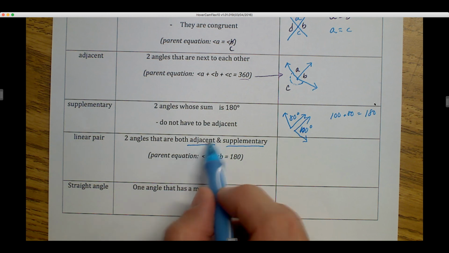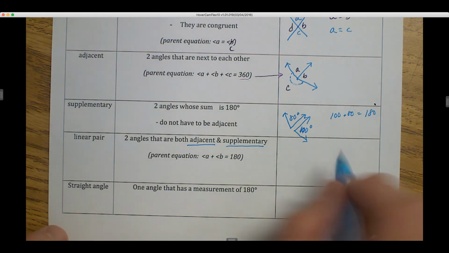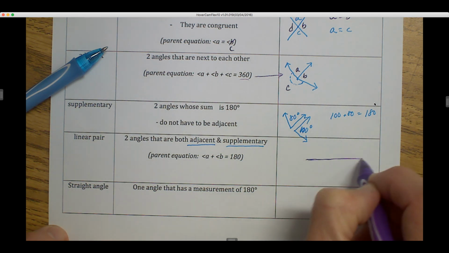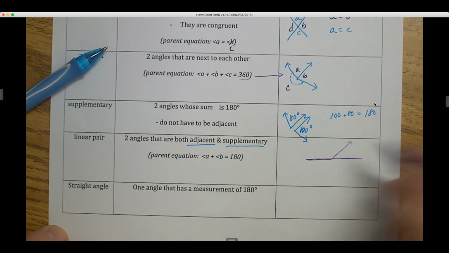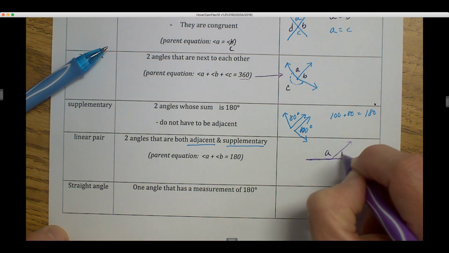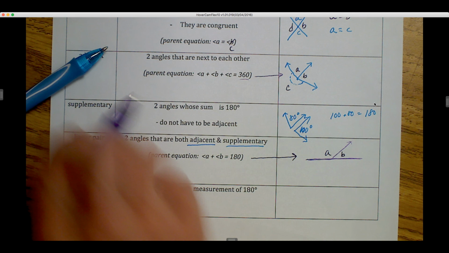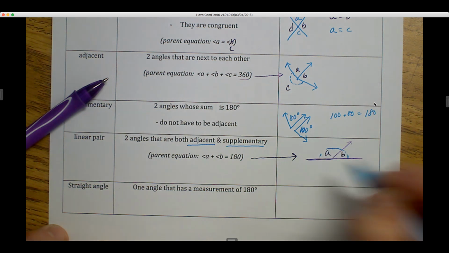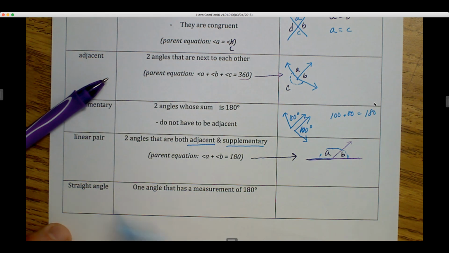For a linear pair, they are adjacent, which means they're next to each other, kind of like this, and supplementary. You're usually going to see the picture for a linear pair looks something like this. You have your straight line and then a ray that's going to come out. And you would have angle A and angle B, and your parent equation would be A plus B equals 180. And again, 180 is a half a circle, and that's why it's there, because your straight line is that straight angle. And the straight angle is the one we talked about earlier up top, and we have it down here.